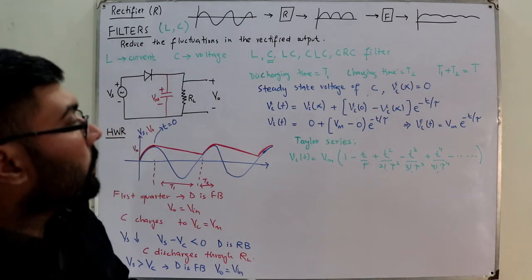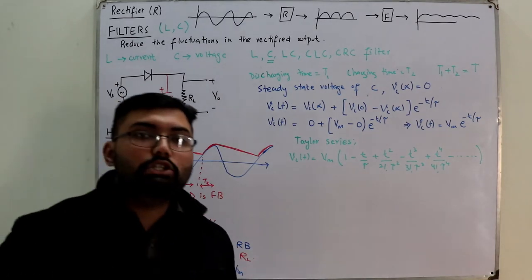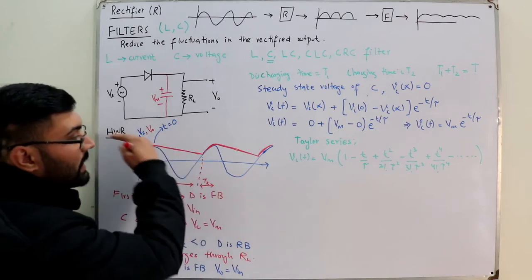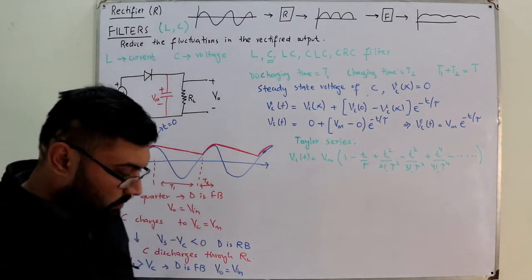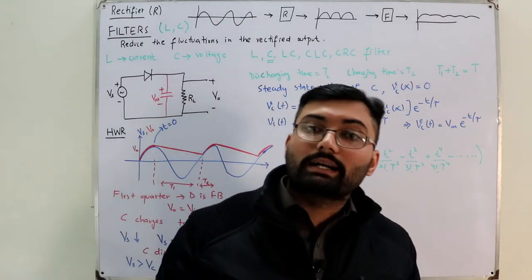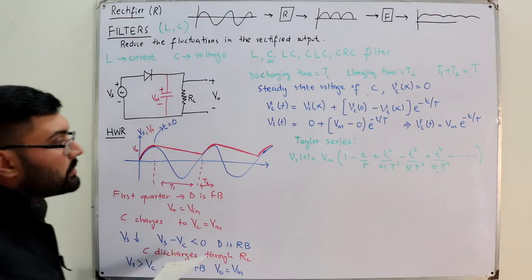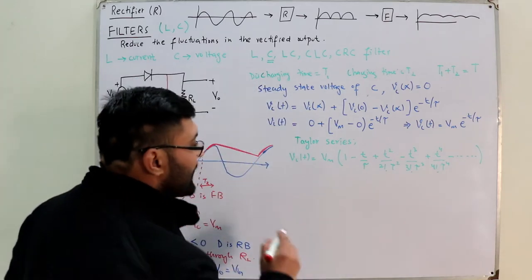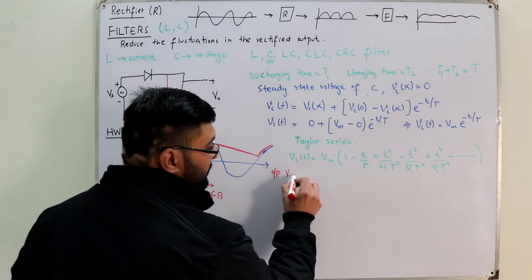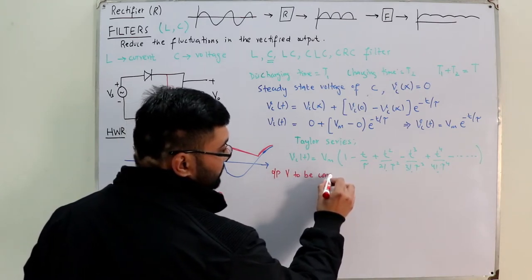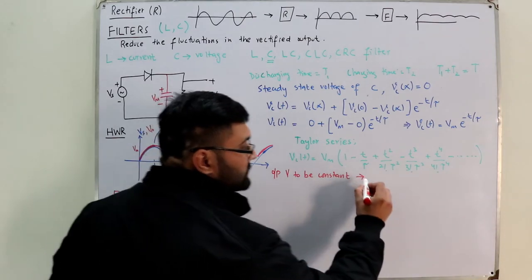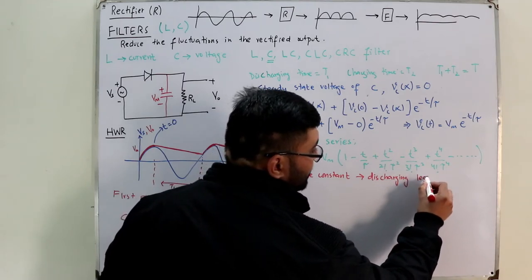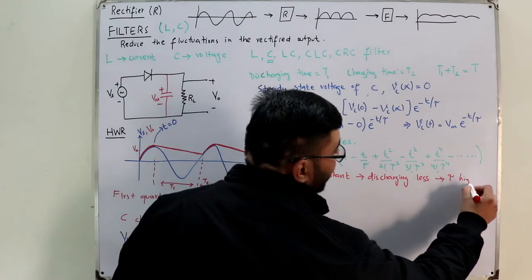Now, I want the output voltage to be constant, which means the discharging has to be as low as possible. And the discharging would be as low as possible if the time constant is as high as possible. So for this you need the tau to be high.